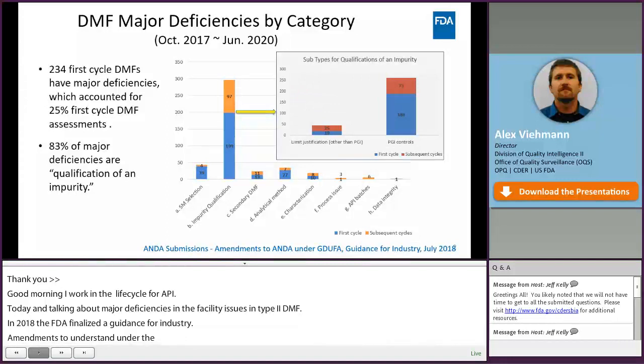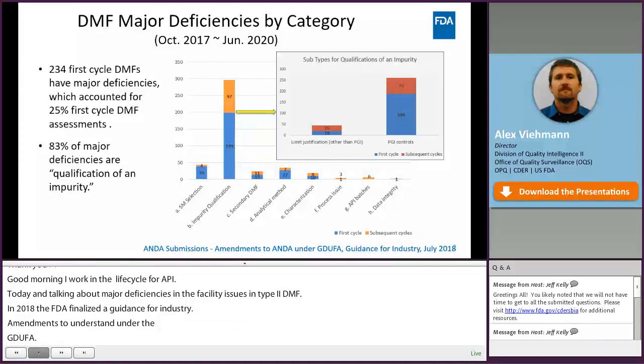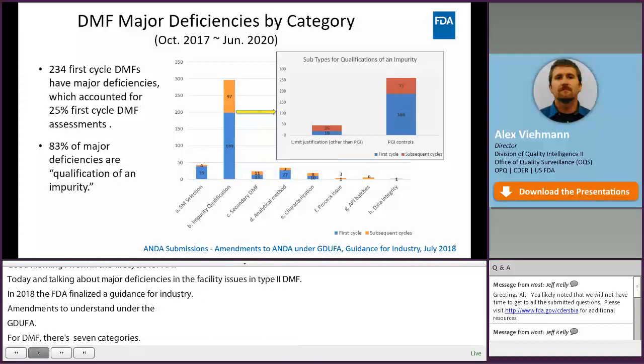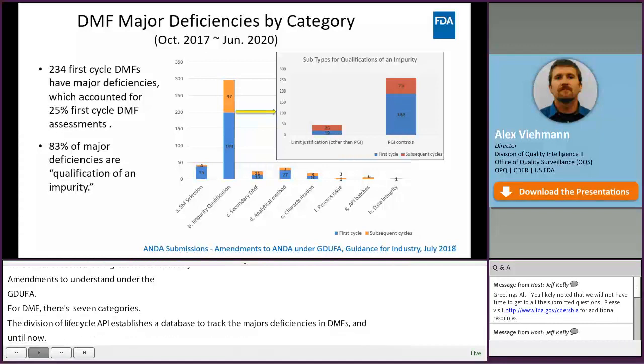The Division of Lifecycle API established a database to track the major deficiencies in DMFs starting from October 2017. Until now, over 200 first-cycle DMFs have major deficiencies. Within these DMFs, 83% of major deficiencies are due to the qualification of an impurity. Most of them are due to the qualification of a genotoxic impurity.